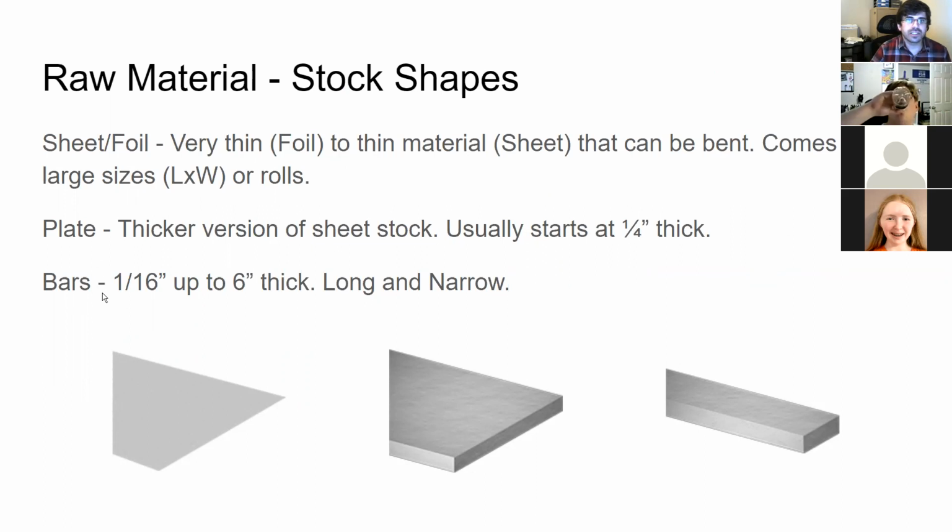Bars are pretty much like plates, but instead of being large rectangles, they're usually long and narrow and more squarish. So you can get a 1/4 inch thick plate of material, or you could get a 1/4 inch bar of material, but it might only be 1/4 inch by 2 or 1/4 inch by 6 cross section.